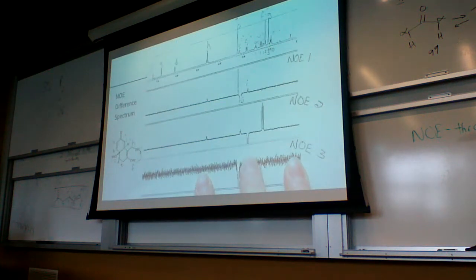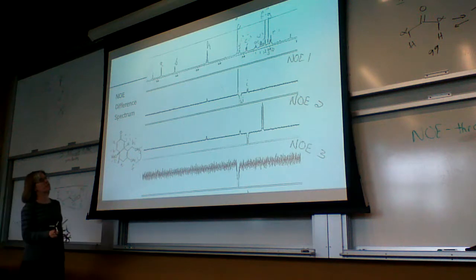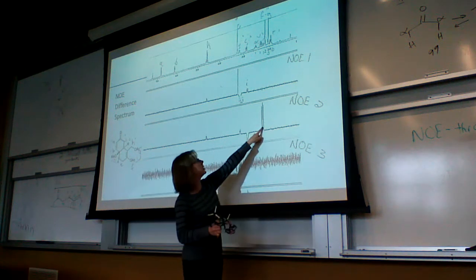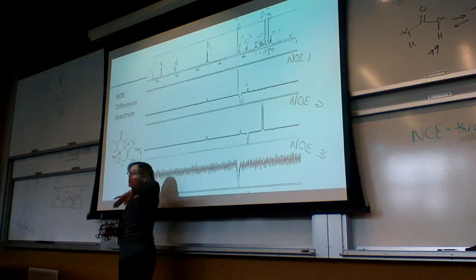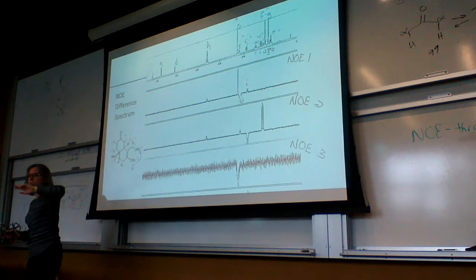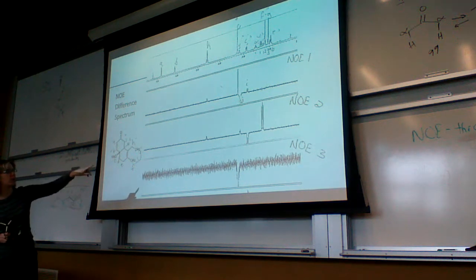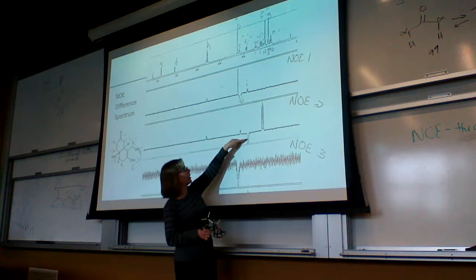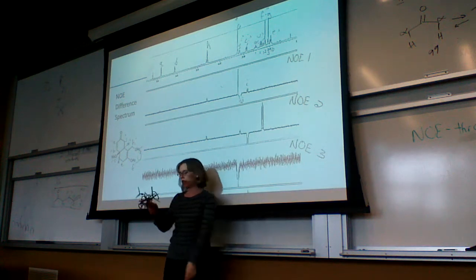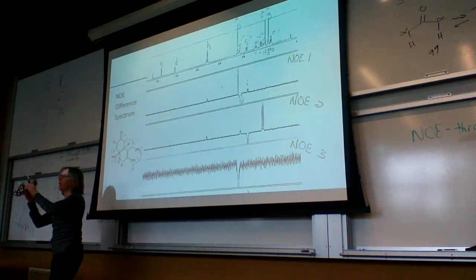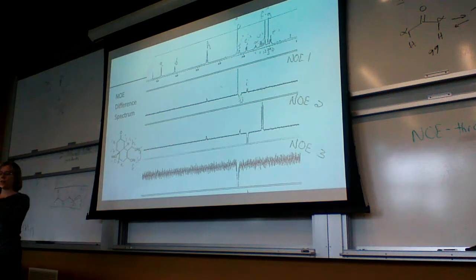Irradiating I here in the second one down, you see a strong signal for this J, but this J is relatively weak. If you were to integrate those, you would see that the interaction between this peak and I is a lot less than the interaction between this peak and I. And if you look at the structure here, the I is down here.